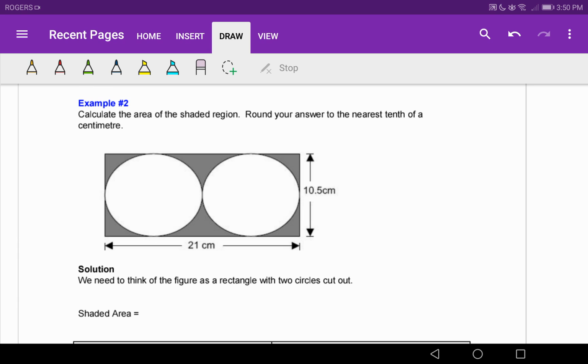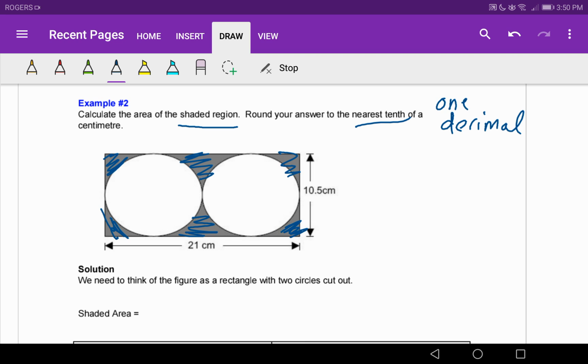Now we need to calculate the area of only the shaded region. Okay, so only the shaded region. Round your answer to the nearest tenth of a centimeter. The nearest tenth just means 1 decimal place. Okay, so going back to elementary school, rounding to the nearest tenth of anything is just 1 decimal place. Okay, so we got to find the area of the shaded region. Here, here, here, and so on.